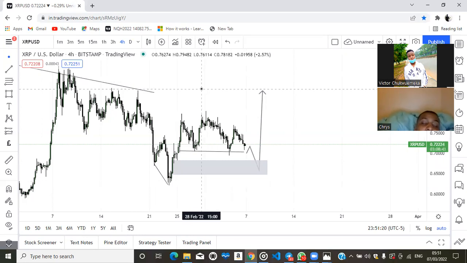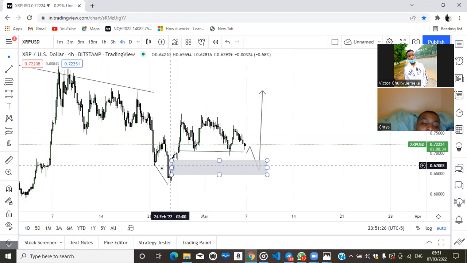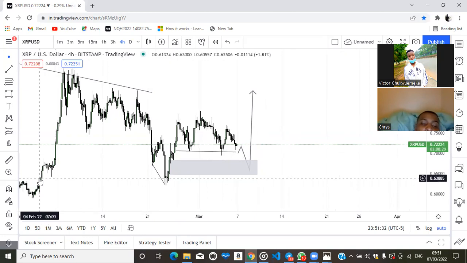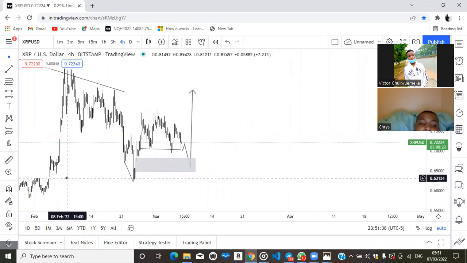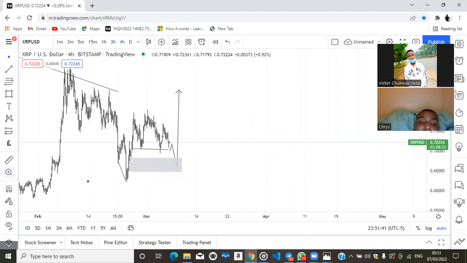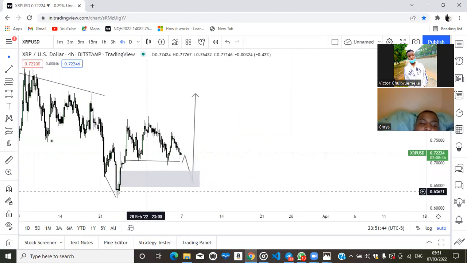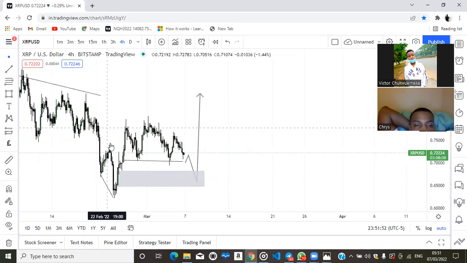And it filled the imbalance. You see the imbalance in the back? Go back. Yeah, I can see the imbalance around this point. It filled that imbalance and then it made a breaker too. You see the breaker right here? At this point, that's a breaker, right? A break of structure.